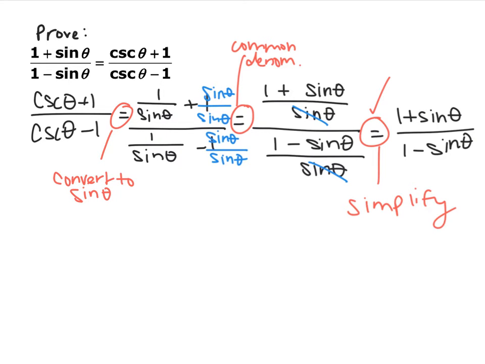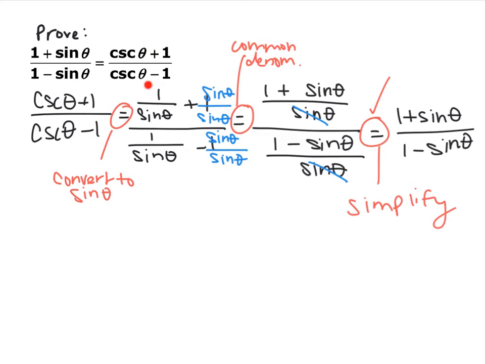So next I'm trying to add fractions up here, both in the numerator and the denominator. So I made a common denominator. 1 is the same thing as sine of theta over sine of theta. So now you have 1 plus sine of theta over sine of theta over 1 minus sine of theta over sine of theta. Your sine of thetas cancel. You could have also flipped and seen that they would cancel. And so by simplifying, you end up with 1 plus sine of theta over 1 minus sine of theta.